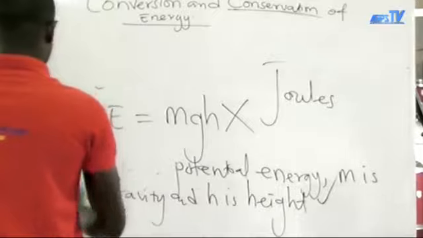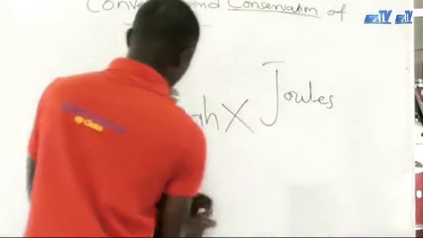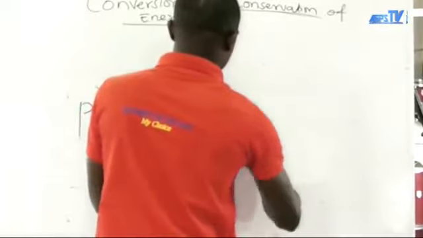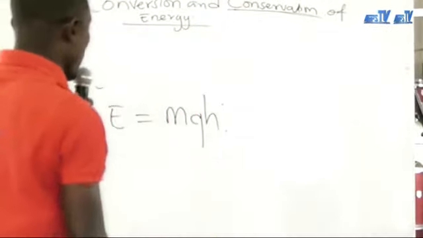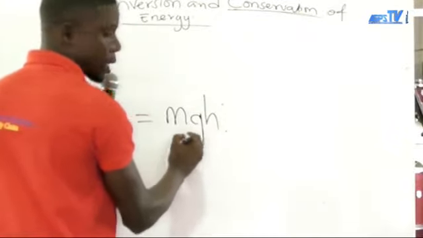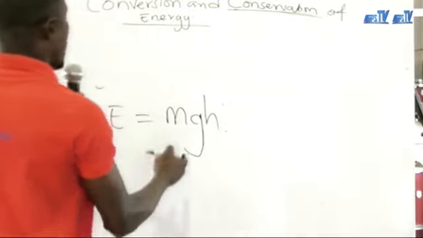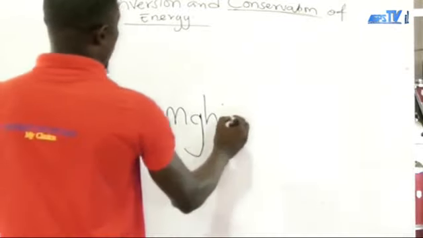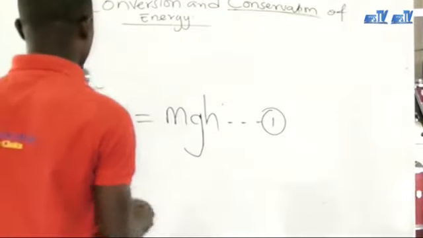Now, let us go to another point. Here, this is the formula for potential energy. Now, in a question, you can be asked to find the mass. You can be asked to find the height. So, the first one, this one is equation 1. So, let us go in for equation 2.